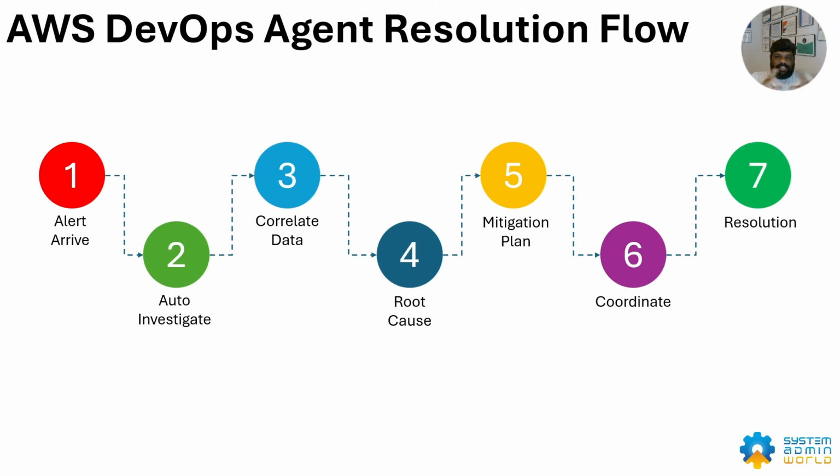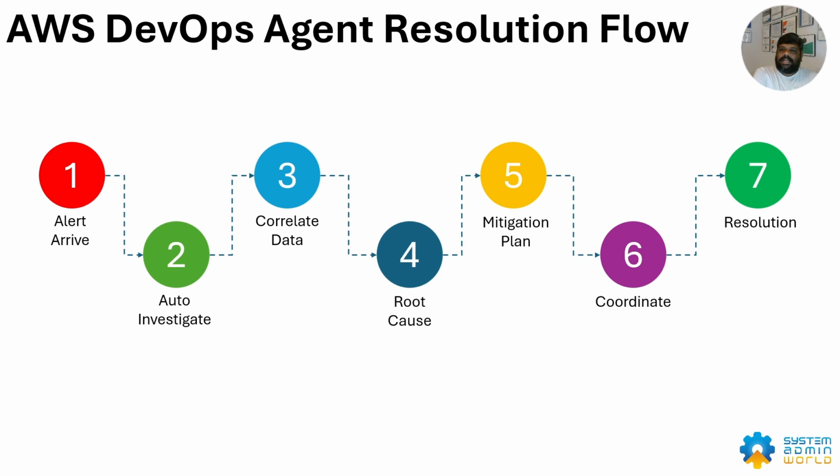Okay, so this is the overall flow we are going to see in this demo. In the example, we are going to see how it quickly gets the alert, how data collection starts, how the root cause finding happens, how the mitigation plan is proposed, and then how coordination happens, and a resolution is put in place. Okay, so that's how we are going to work through it.